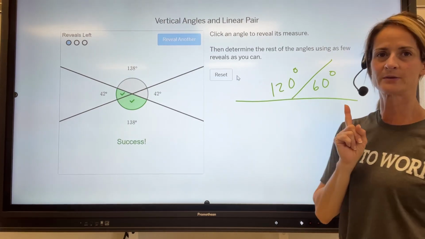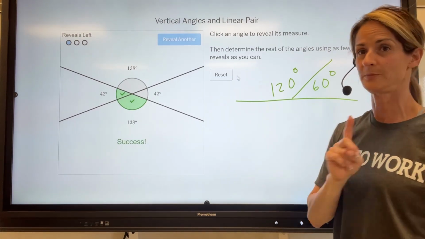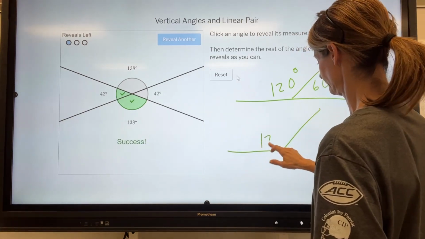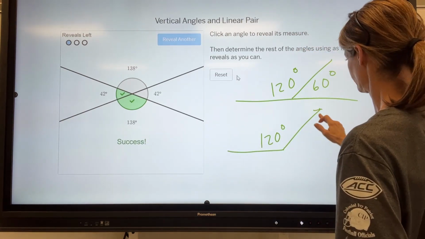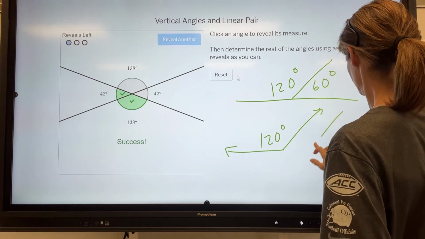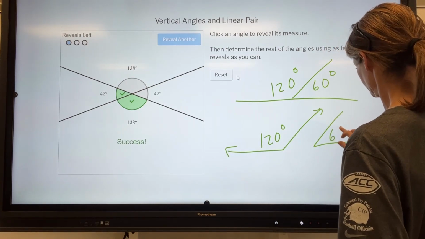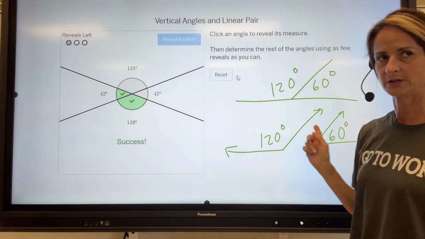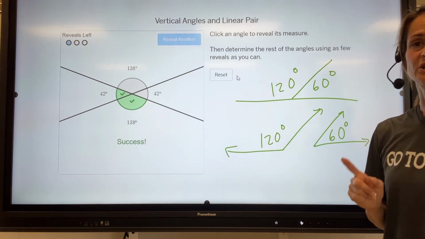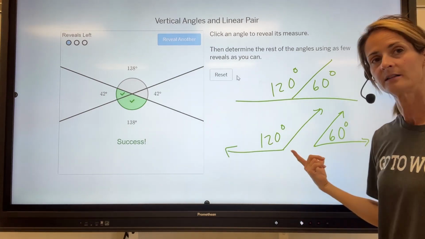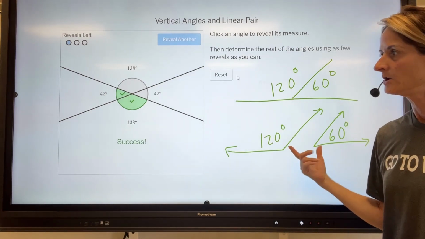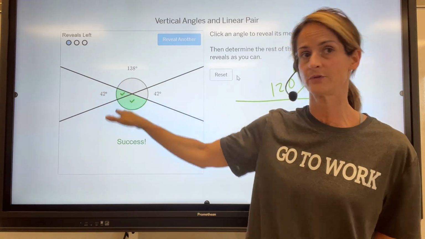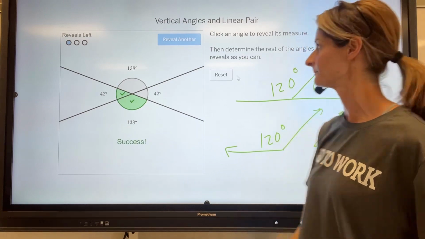Now I'm going to make two angles that are supplementary, but they're not a linear pair. These two angles here are supplementary, but they do not share a side and a vertex, so they are not a linear pair. So just because angles are supplementary doesn't mean that they're going to be right next to each other. They're not necessarily going to be a linear pair.